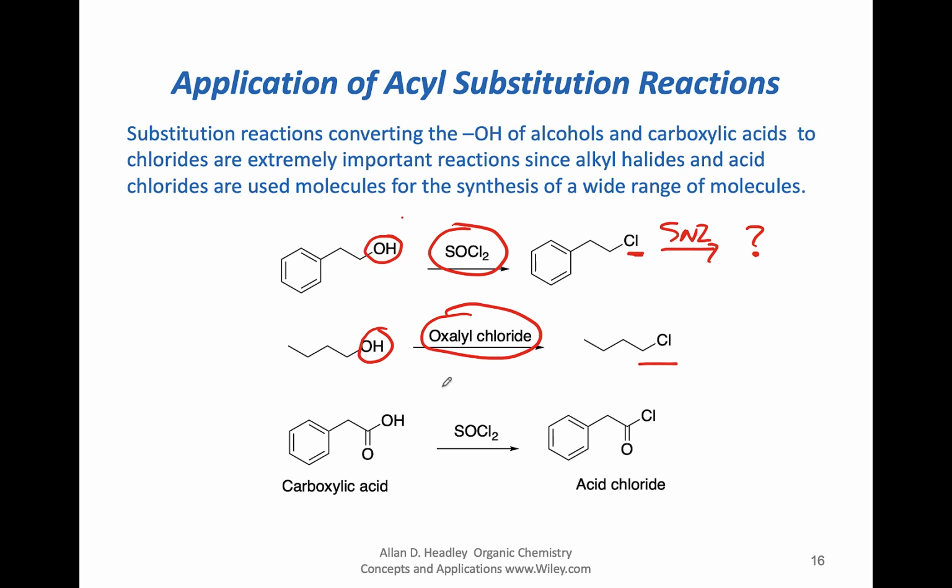Here's another one, carboxylic acid. It's going to convert your OH into your Cl using thionyl chloride again. As we'll see in the last set of slides, the acid chlorides are very reactive compounds. How do we know that? Because the Cl is a good leaving group. So you can convert a carboxylic acid into an acid chloride and then take this on to other products.